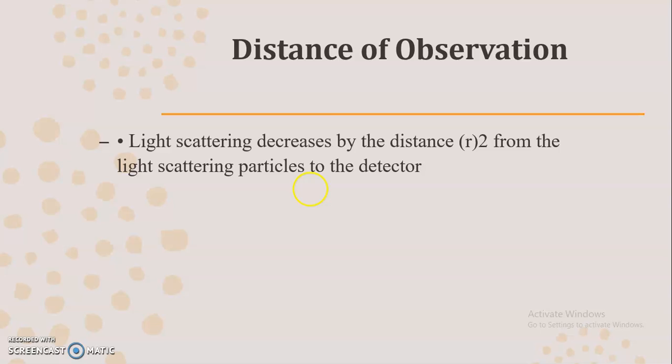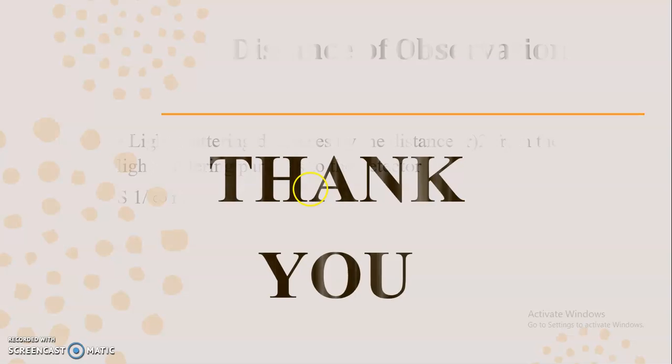Then distance of observation. Light scattering decreases with distance, that is r square, from the light scattering particles to the detector. So an optimum distance should be maintained between the sample cell as well as the detector. So these are the various factors which affect the scattering of the light. So S is inversely proportional to r square.